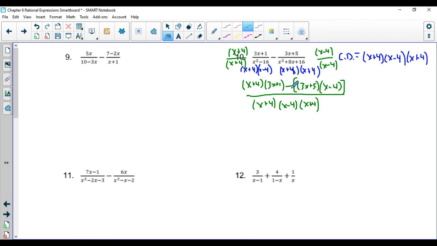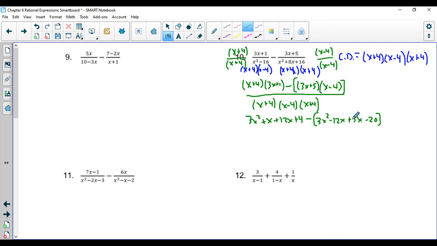The first thing we look to do when we simplify is FOIL or distribute. In this case, we're going to FOIL. So x times 3x is 3x squared. x times 1 is 1x. 4 times 3x is 12x. And 4 times 1 is 4. I have my minus, and I'm going to FOIL inside the brackets now. 3 times x is 3x squared. 3x times negative 4 is negative 12x. 5 times x is positive 5x. And 5 times negative 4 is negative 20.